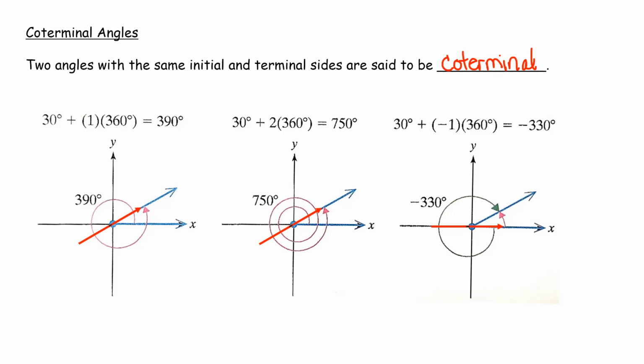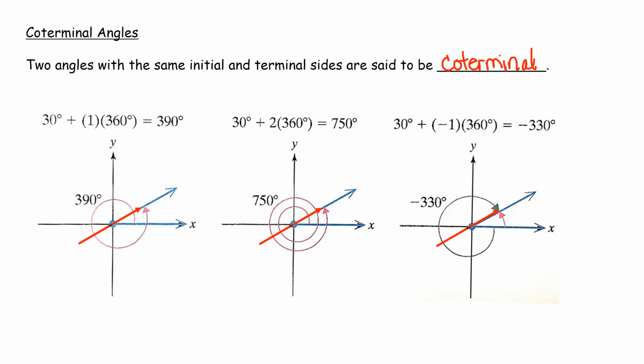Same thing with negative 330. It is starting on the positive x-axis. This time it's going to turn clockwise because it's a negative angle, and it also ends up right there where the other two ended up. So these three angles are called coterminal because they all start and end in the same place. Their initial sides and terminal sides are the same.